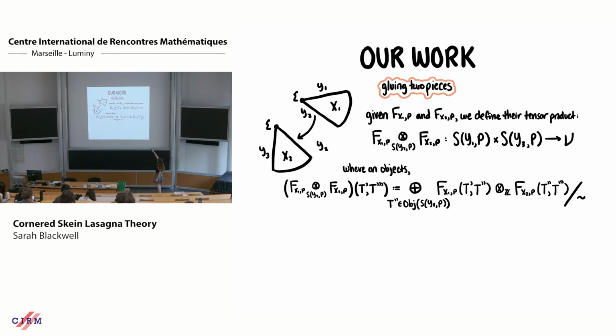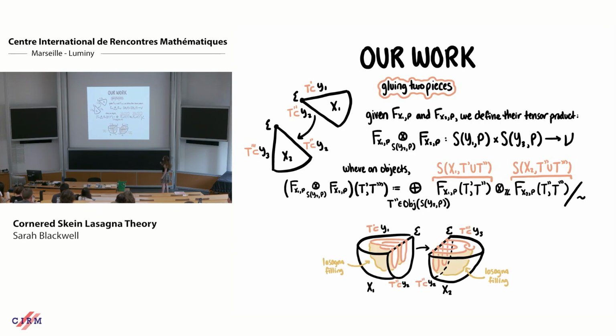And then I take the honest tensor product of these two things. And remember, these two things are these Skein Lasagna modules, by definition. So I'm taking this tensor product of these things over Z. And then I'm modding out by a relation, which I'll discuss in a second.